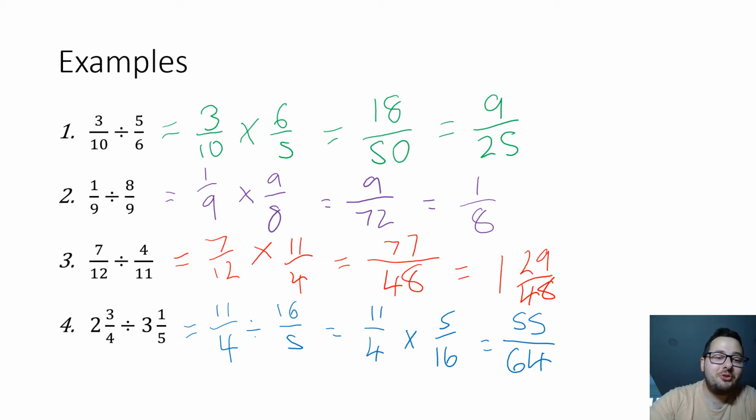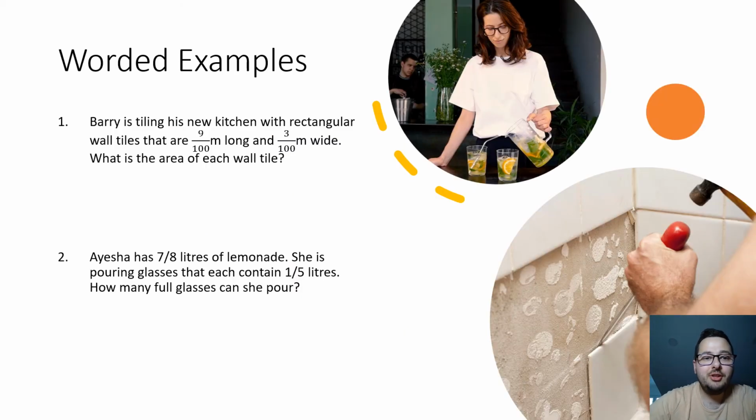Okay, so finally then, we'll just do some worded examples. So number 1, Barry is tiling his new kitchen with rectangular wall tiles that are 9 over 100 meters long and 3 over 100 meters wide. What is the area of each wall tile?